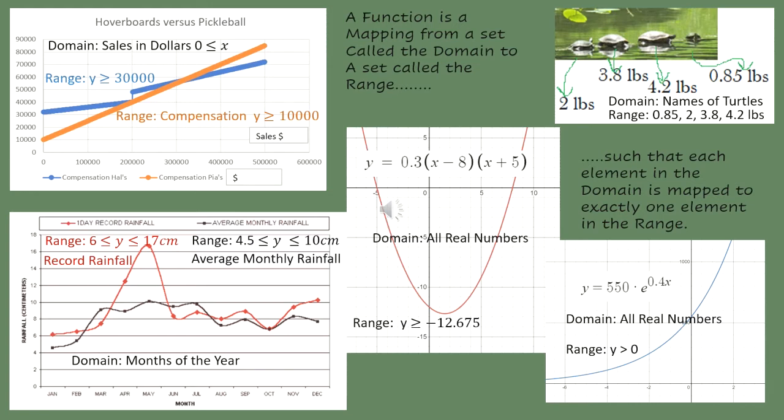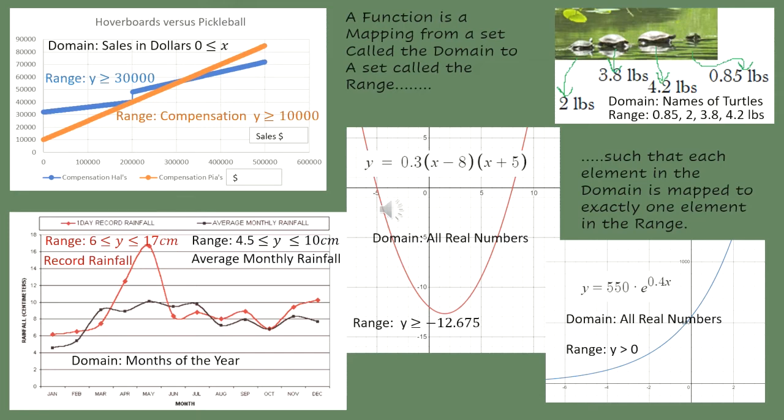And once again, if you were listing her compensation, you'd probably round it to the nearest penny. So every real number is not necessarily a range value, but in general, it would be simplified to that notation, y greater than or equal to 10,000. A very similar statement can be made for the blue graph, which is Hal's compensation. So the domain is again sales in dollars, numerically x greater than or equal to 0.